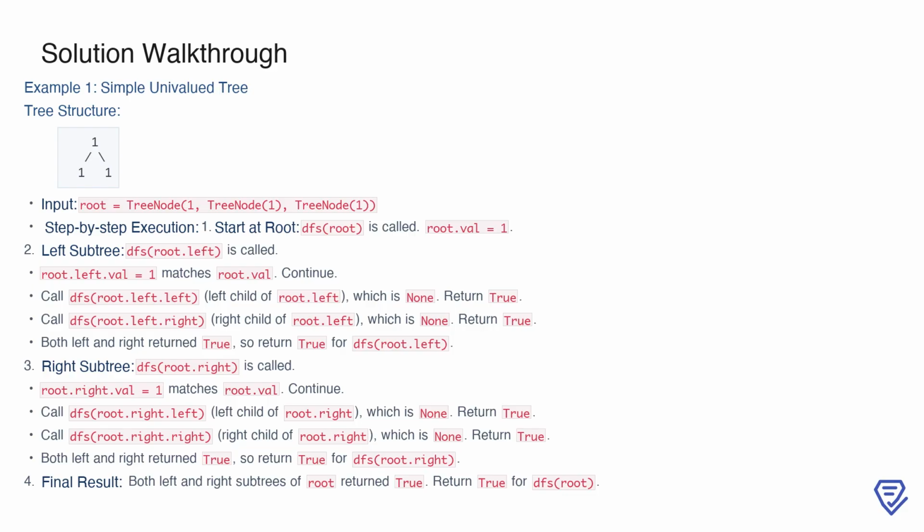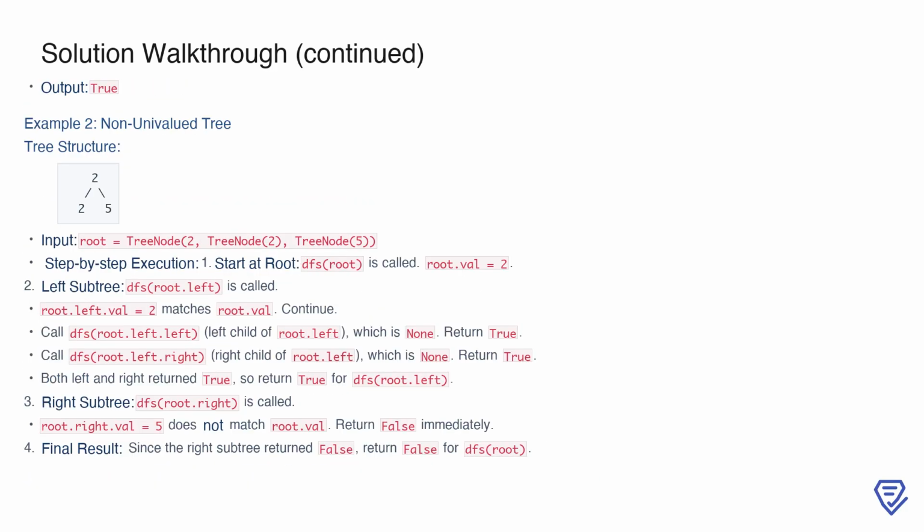Next, the function processes the right subtree. The right child has a value of 1, which again matches the root's value. Similarly, both its children are none, so true is returned for these recursive calls. Since both the left and right subtrees of the right child also return true, we conclude that the right subtree is valid. Finally, because both the left and right subtrees of the root return true, the entire tree is univalued, and the function outputs true.